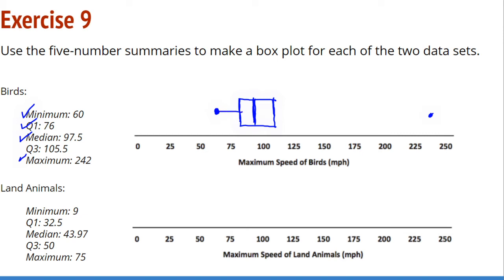And I need to do a little connecting here, and I've got my box and whiskers, which we call a box plot or a box and whiskers. So go ahead, pause, and take care of the land animals.